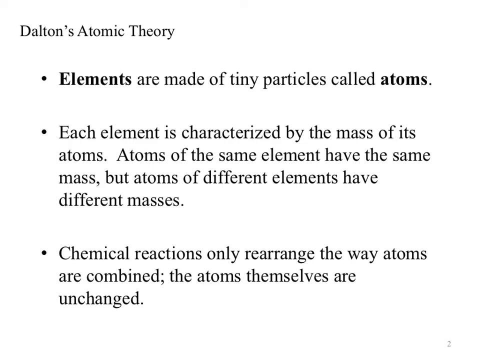He also said that each element is characterized by the mass of its atoms. So, according to Dalton, gold is different from silver because gold weighs differently. What he suggested was that atoms of the same element will have the same mass, and atoms of different elements will have different masses. And we now know that that's not true. Atoms are actually characterized by the number of protons that they have, which is also called the atomic number.